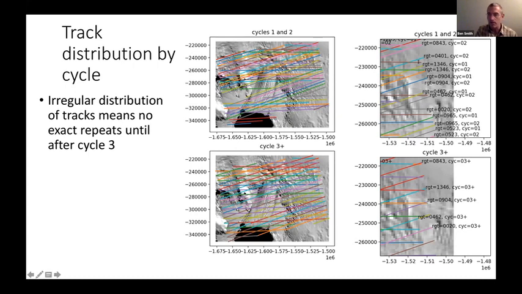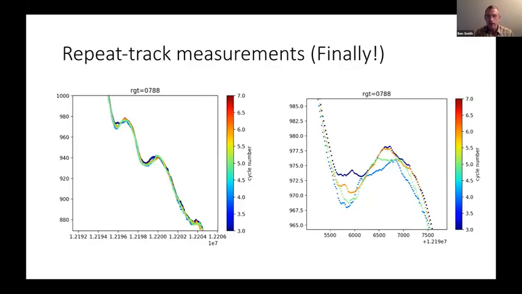If you zoom in, you can see that there are multiple labels for the same track. So 1346 here appears twice. When we get to cycles 3 and beyond, we only have one label for that because they're always in the same position on the ground. So this finally lets us make repeat track measurements.